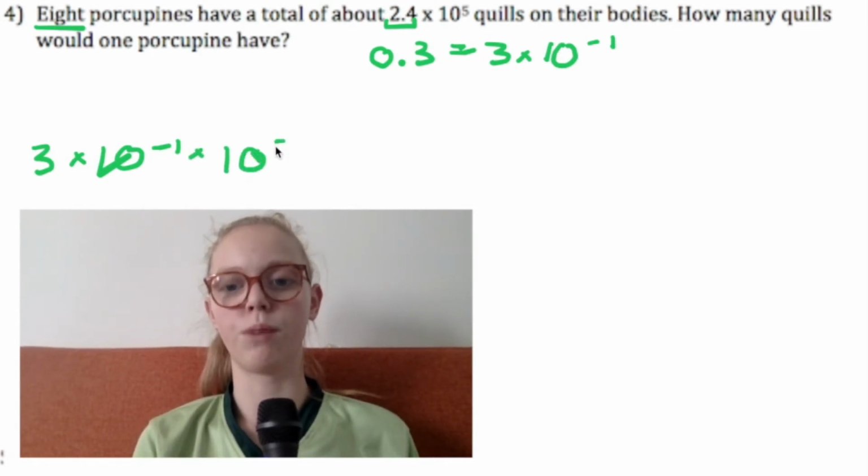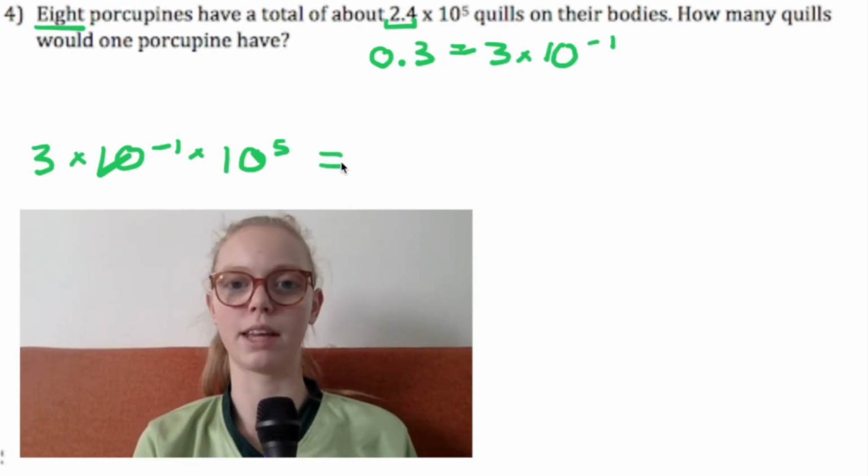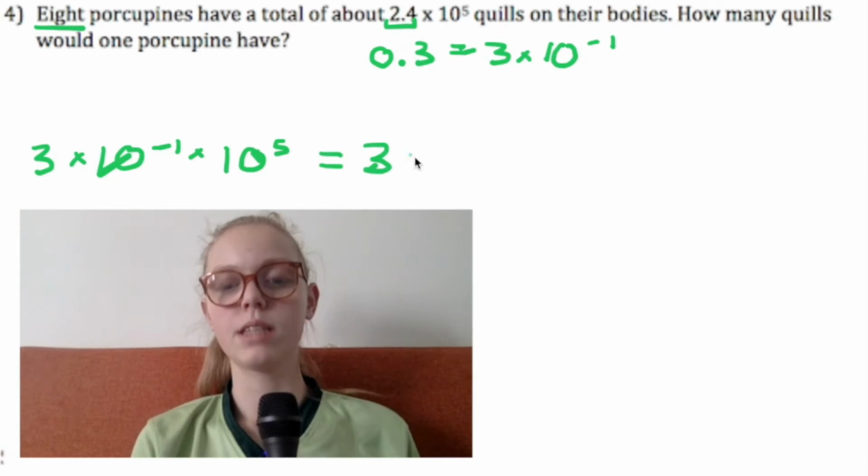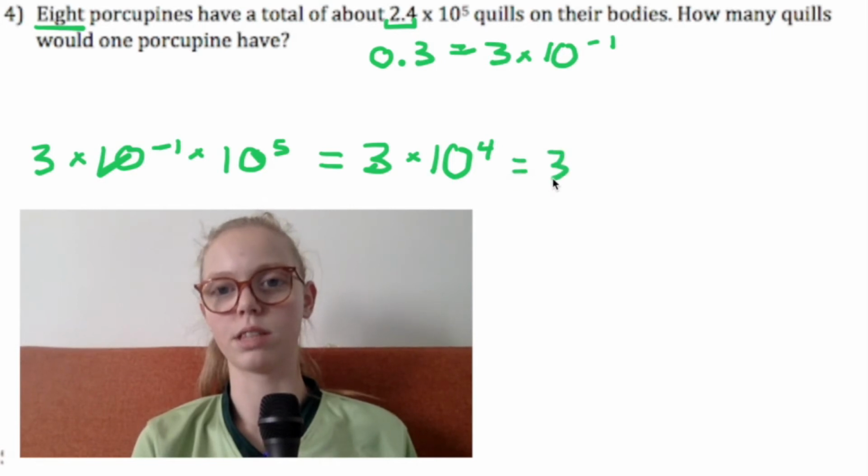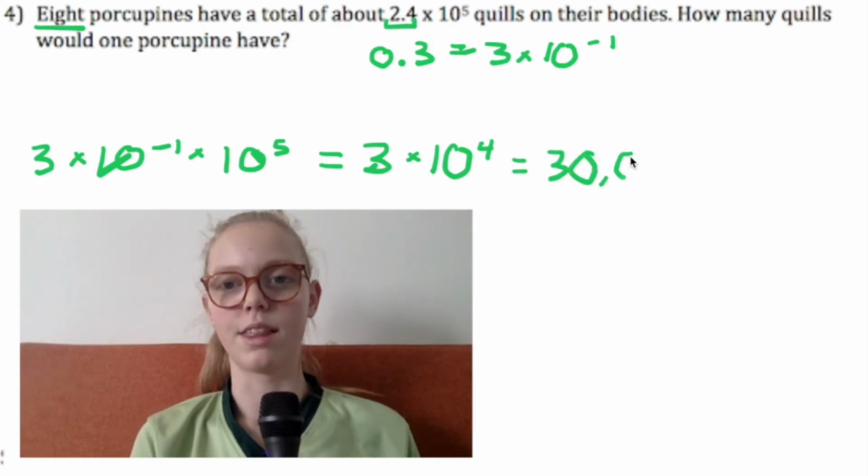Now, remember, when we multiply two exponential expressions with the same base together, we add the exponents, and this becomes 3 times 10 to the 4. Now, because we have 3 times 10 to the 4, we just multiply this out, and we get 30,000. And that is the answer.